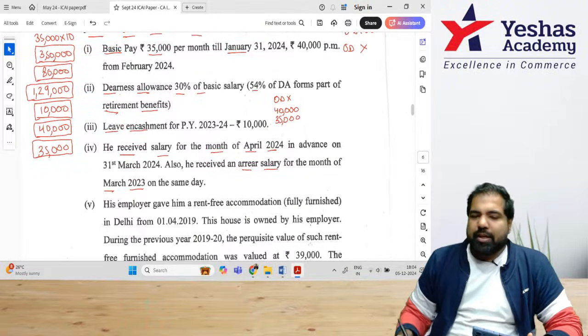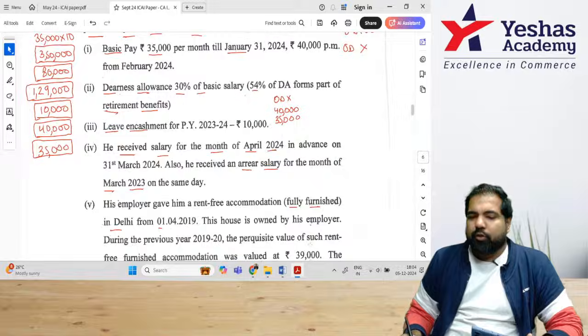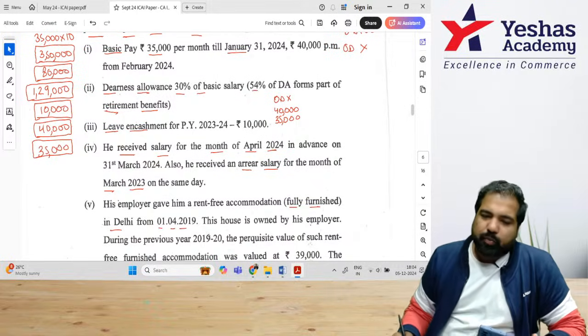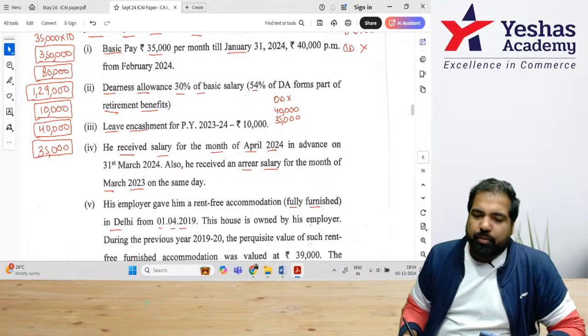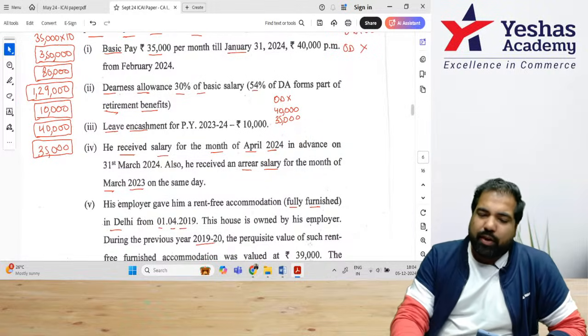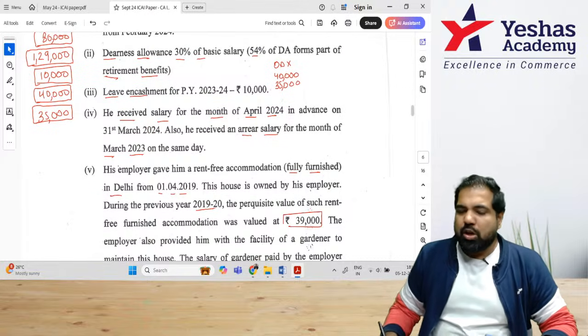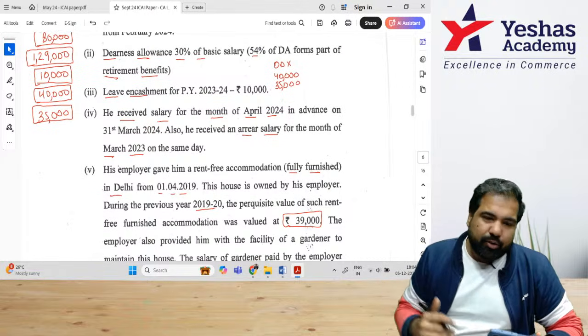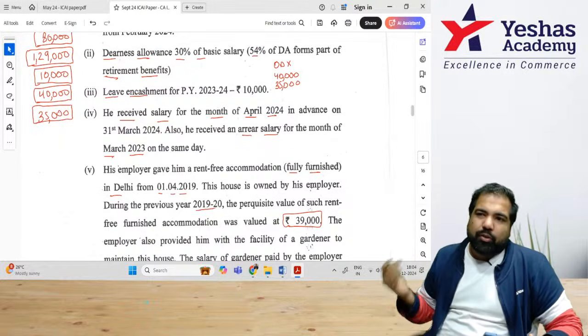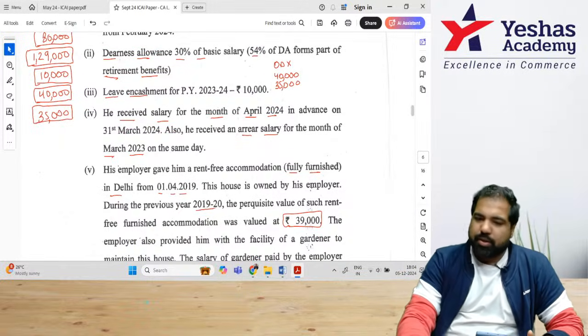Next, his employer gave him a rent-free accommodation which is fully furnished in Delhi from 1st April 2019. This house is owned by the employer. During the previous year 1920, that means a couple of years back, the perquisite value of such rent-free furnished accommodation was 39,000. I'll tell you why they've given you this in some time. But they've given you the value 2-3 years back. What is the value of this perquisite?